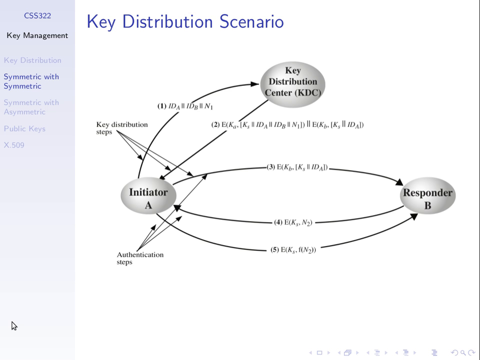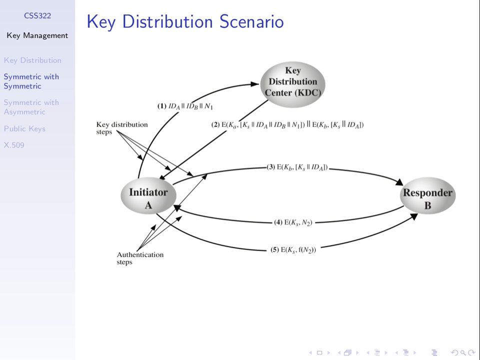Let's look at an example of how we can distribute shared secret keys using a trusted third party. We have three entities: the Key Distribution Center, KDC, and two users, A and B. A wants to communicate with B. A wants to initiate some communications with user B, the responder. So the objective is that both A and B know a shared secret key. Once they know that shared secret key and they trust it, then they can encrypt their data when they communicate using that shared secret key. And it will be a shared secret session key that they'll exchange.